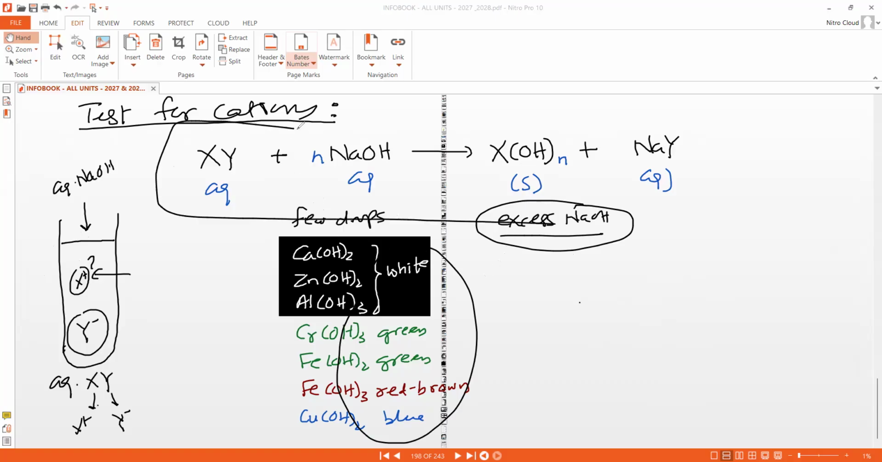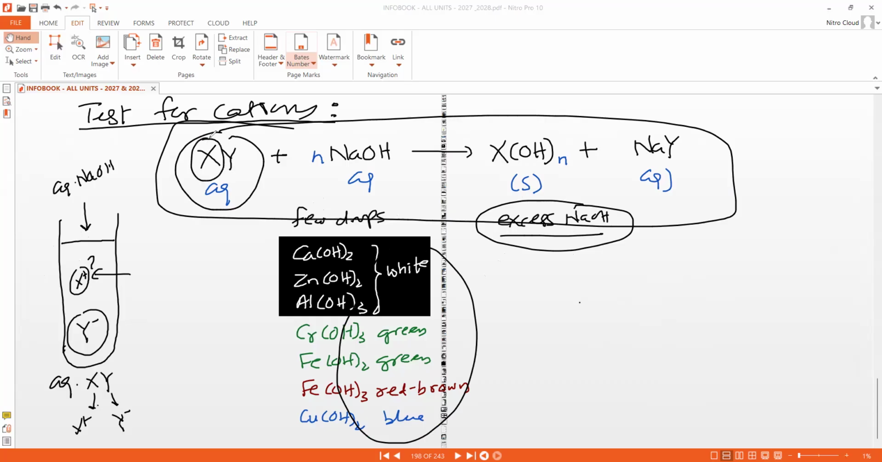This is the general equation for all the reactions that are happening. This is the compound XY. I need to know which is the cation here, X. I add sodium hydroxide. Sodium hydroxide will combine with that X to form X hydroxide, which is insoluble. We don't care about this. So we just need to see the color of this precipitate to decide which cation is present.